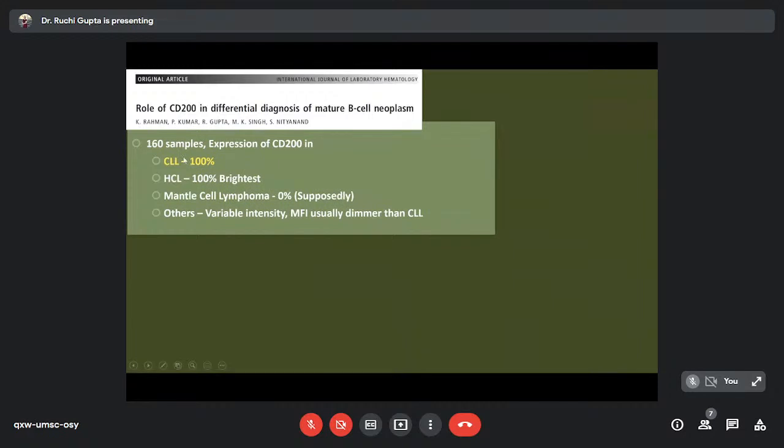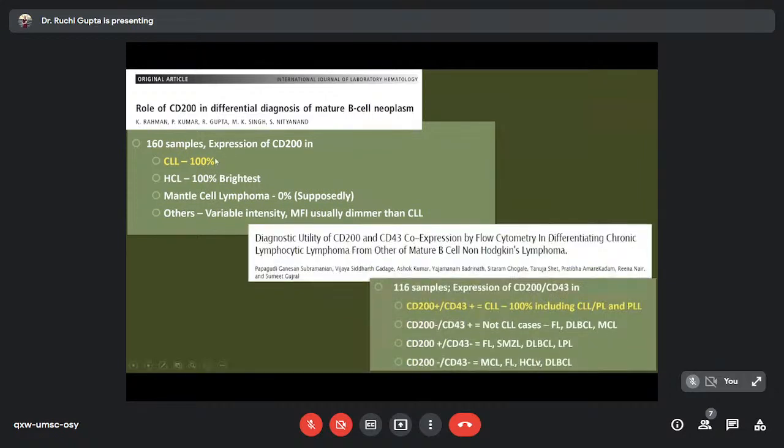One of the most important utilities of CD200 is to discriminate CLL from CD5 positive mantle cell lymphoma, which is usually CD200 negative, though rare cases of CD200 positive mantle cell lymphoma have also been reported. There was another such paper from TMH where the diagnostic utility of CD200 and CD43 was studied for differentiating CLL from other mature B cell NHLs. Again, they observed that CD200 and CD43 together had almost 100% specificity for CLL, including CLL, PLL, that is the prolymphocytic leukemia, right?